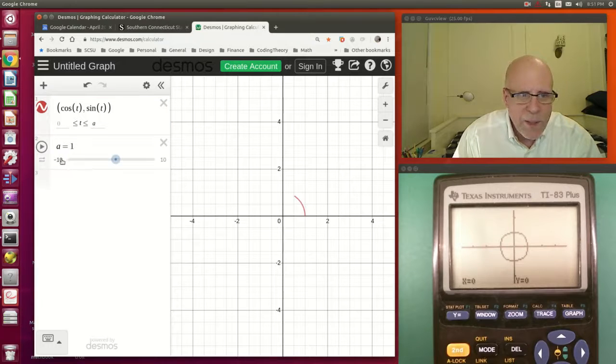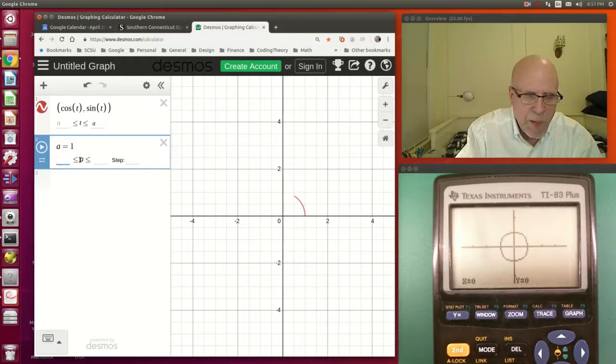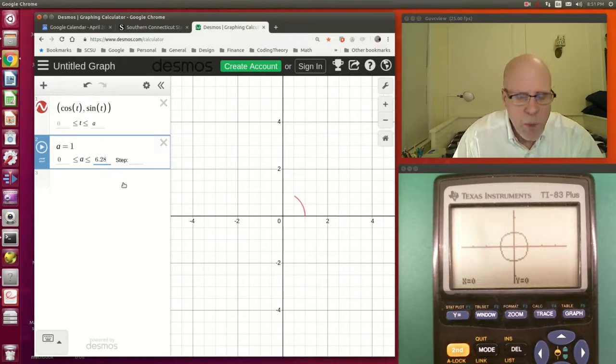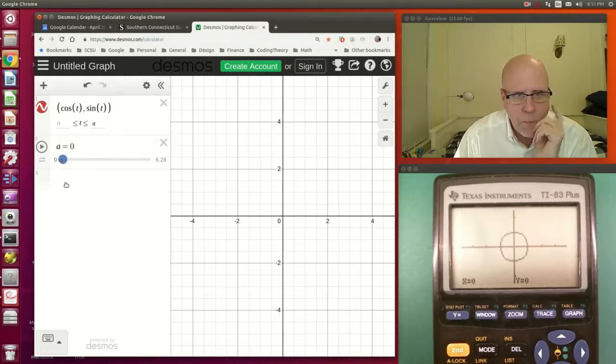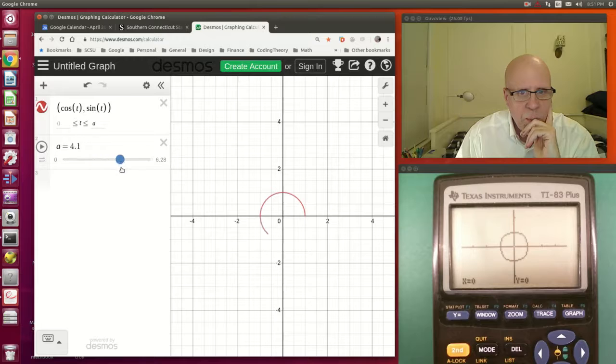Now, I don't like the default settings for that, but I'll start a at 0 and end it at 2 pi, and we'll leave the step alone. Desmos can decide what to use as the step with that range. All right. So when a is 0, we don't see any graph. As we slowly move a up, you see it draws more and more of the circle, which is fun.